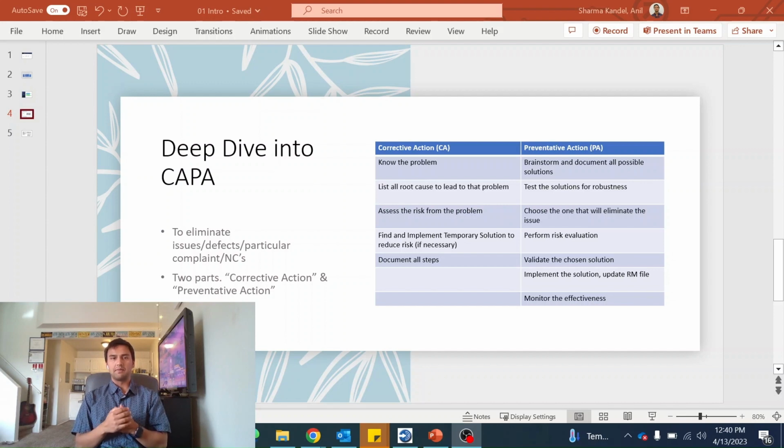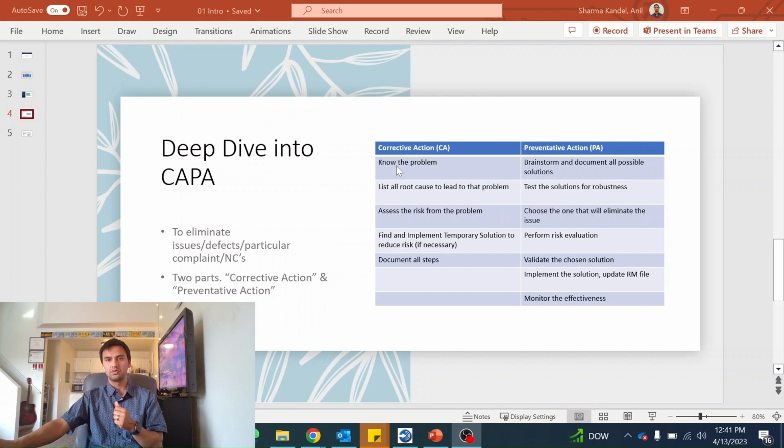And CAPA can be looked into in two segments, CA and PA. So one is corrective action and another one is preventative action. And this serves its own purpose. So let's go ahead and start with the corrective action here.